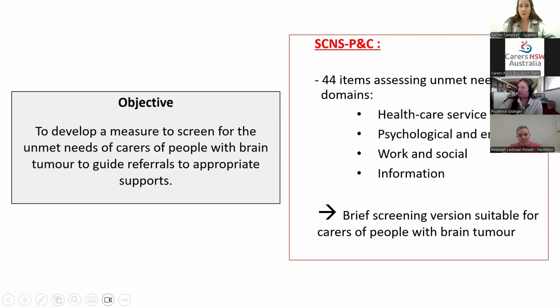And so to do this, we used the Supportive Care Needs Survey for partners and caregivers, which is one of the most widely used measures designed to assess the supportive care needs of cancer carers throughout the patient's illness trajectory. It includes 44 items that assess unmet needs across these 4 different domains that you can see on the slide here. And so we aimed to adapt this measure to create a briefer screening tool specific to carers of people with a brain tumor.